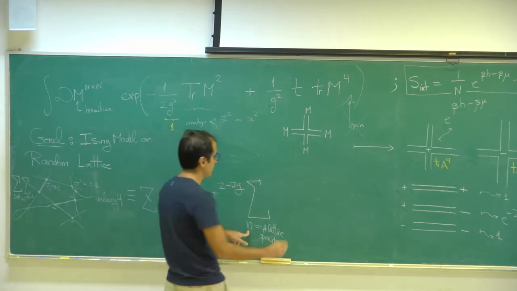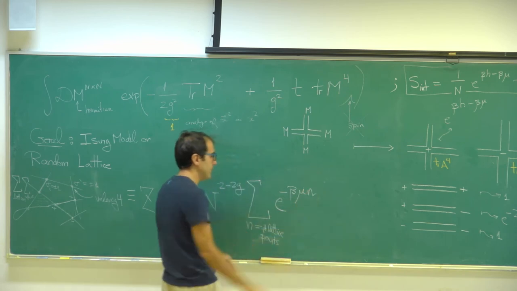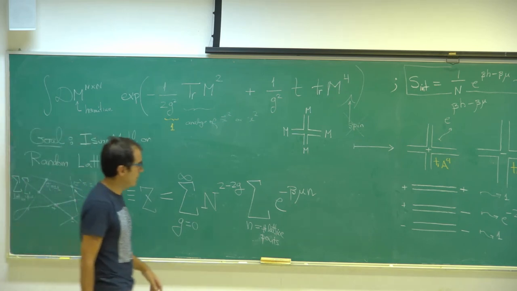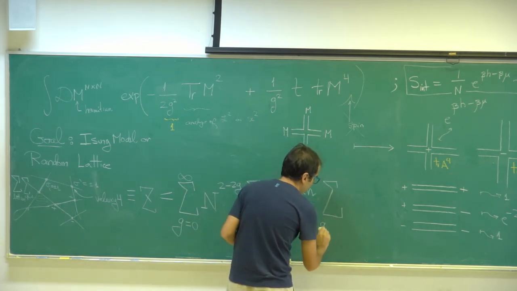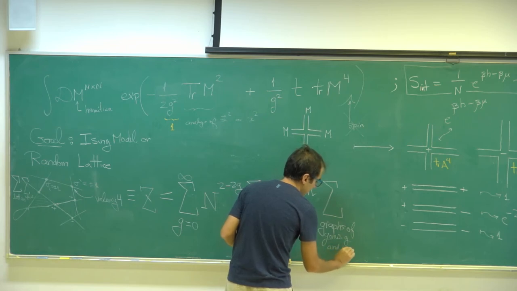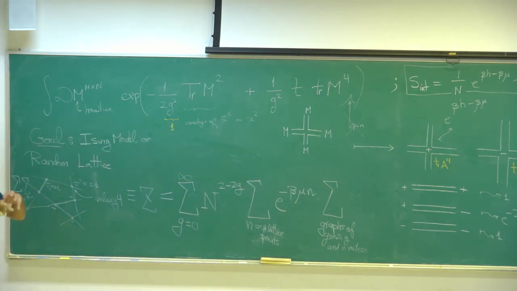Now, the number of lattice points can be multiplied by a chemical potential e to the minus beta mu n, because each vertex comes with e to the minus beta mu. Then, for each genus and each number of lattice points, we sum over all graphs of genus g and n vertices, which is all lattices of a given genus and n lattice points.